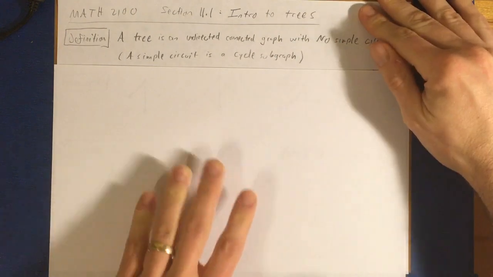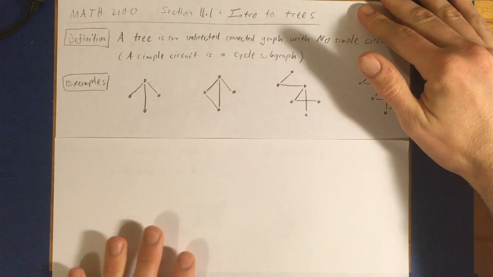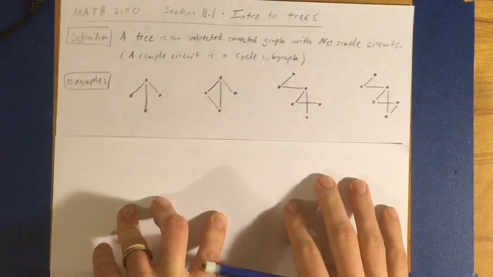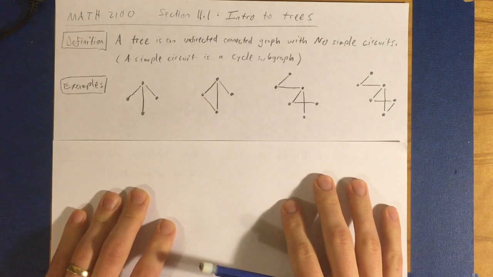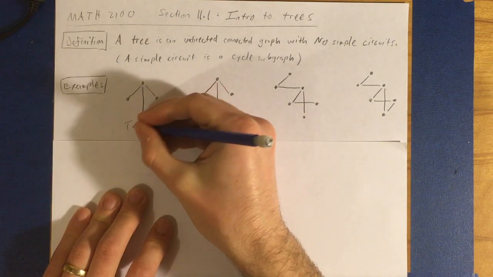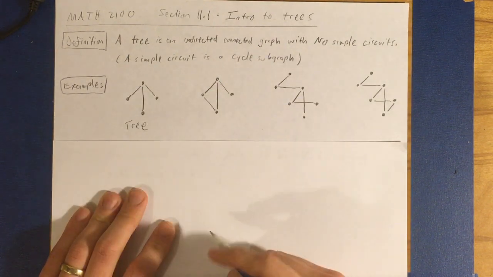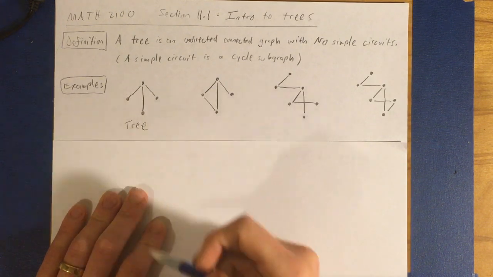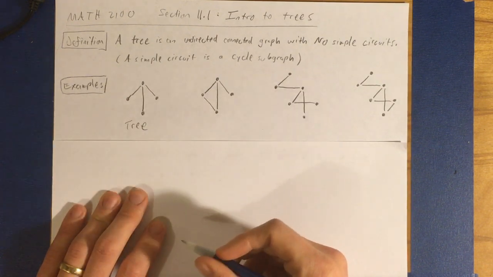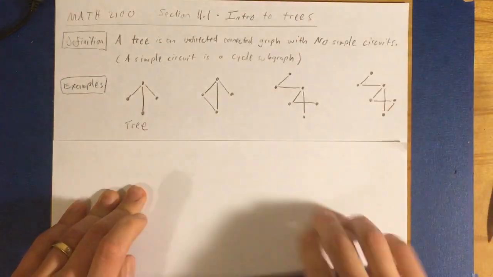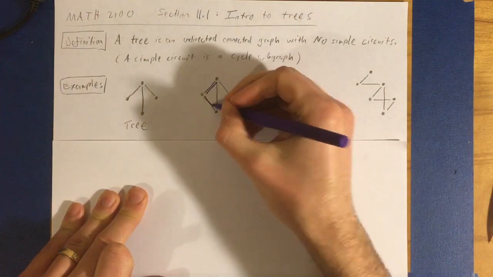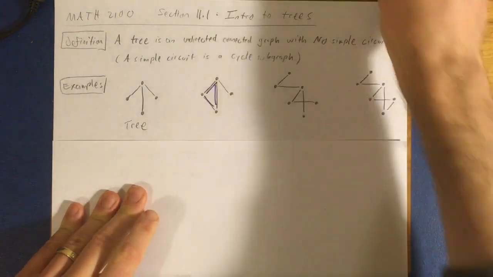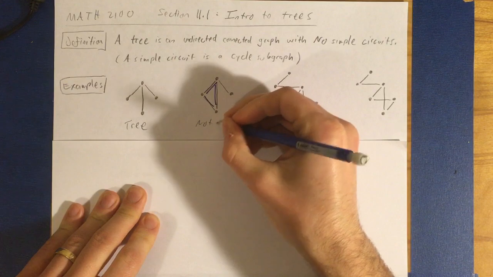So let's look at a few examples. Here are some graphs that are similar. The first two are similar, and the second two are similar. This first graph here is a tree, and we know it just because it doesn't have any circuits in it. I can't form any circuits, any cycles at all in here. But this second graph here, I can form a circuit of length 3. So that means this is not a tree.